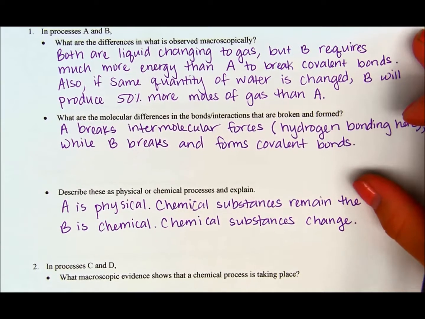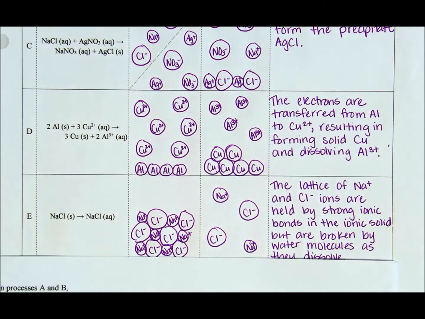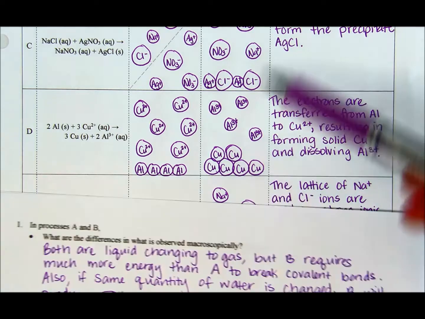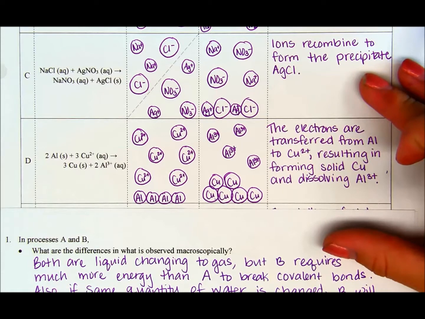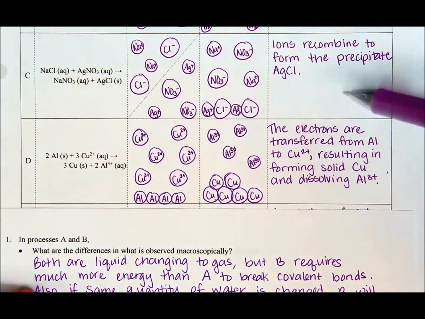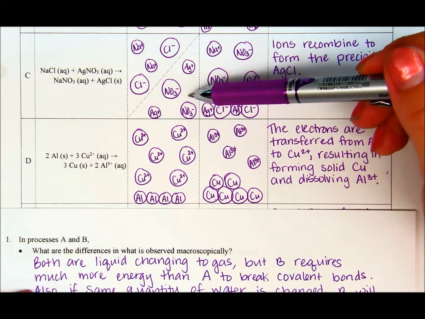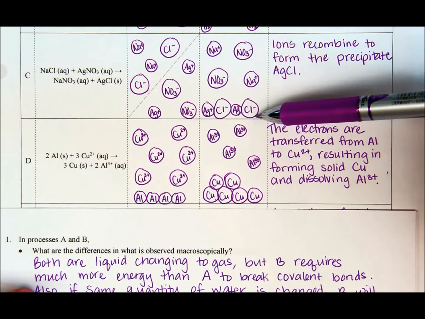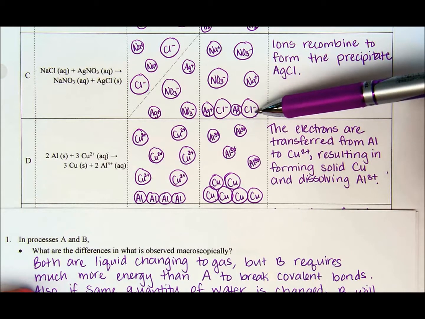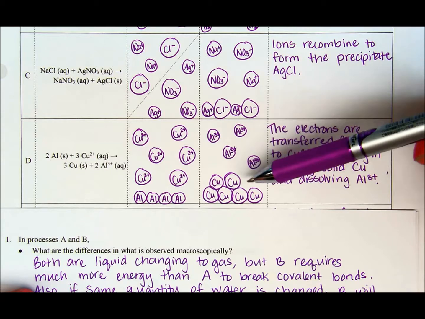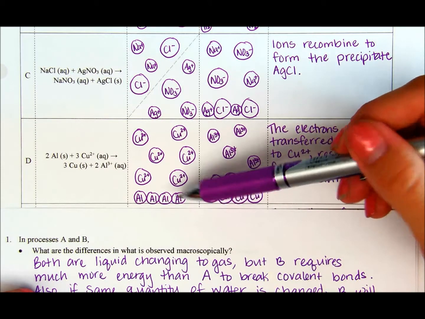Okay, so let's take a look at processes C and D. So for C and D, what macroscopic evidence shows that a chemical process is taking place? So here, we're going to look at what are we actually seeing in our beaker? What are we actually seeing in these solutions? Well, in C, we're forming a precipitate. So we took two aqueous solutions and we formed a precipitate here. So if you're actually running this reaction, you should be able to see something form on the bottom of the beaker on the sides. In D, originally you had aluminum in your solution, and aluminum looks silver.